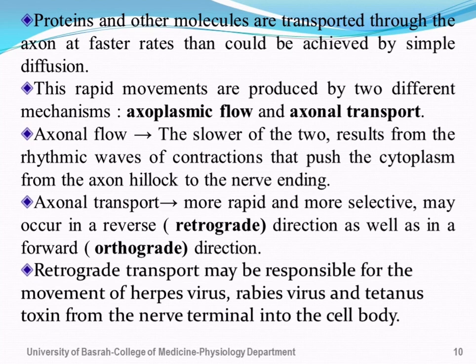Retrograde transport is responsible for the transport of viruses, like the herpes virus, the rabies virus, and tetanus toxoid from the nerve terminal to the perikaryon. So in the axon we have two types of transport: axonal flow and axonal transport, also called axoplasmic flow or transport. In axonal flow, movement is in one direction only, from the perikaryon to the periphery, while axonal transport is faster and goes in two directions: from the nerve ending to the perikaryon, which is retrograde, or from the perikaryon to the ending, which is orthograde. And so we see that viruses like herpes virus and rabies virus can be transmitted from the periphery to the central nervous system, to the brain.